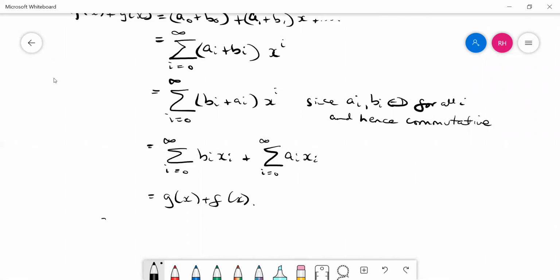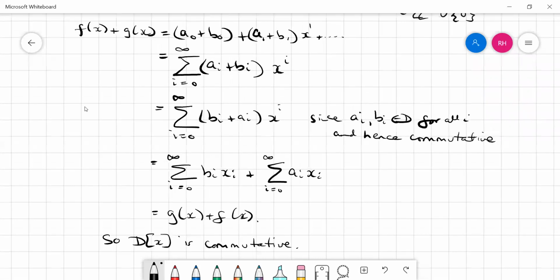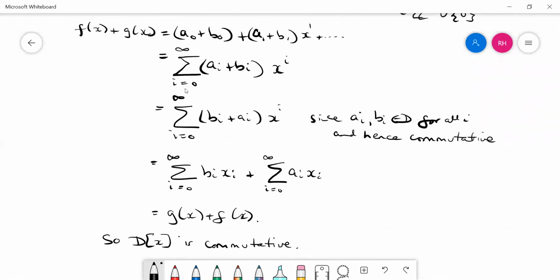And so what we've shown is, so Dx is commutative. So I'll just drop this down a little bit. You can see up here we started off with f(x) plus g(x), we ended up with g(x) plus f(x), and the two are equal, so Dx is commutative. So let's leave it there and I'll finish it off on the next video.